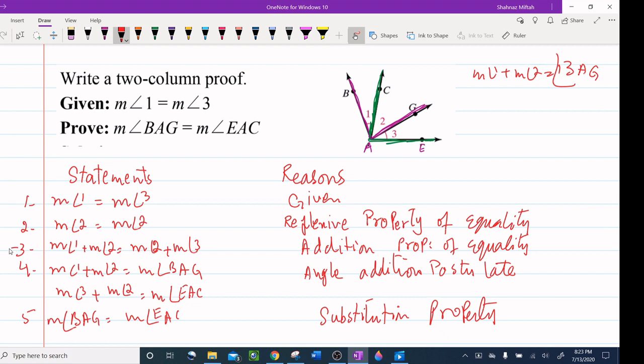Do you see in number 3, angle 1 and 2 equal angle 2 and 3? Angle 1 and 2 is BAG, which is right here. Angle 2 and 3 is equal to EAC, which is right here. So I am substituting. That's the substitution property.